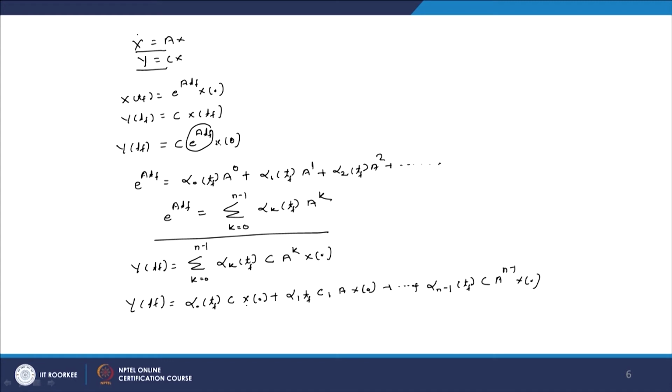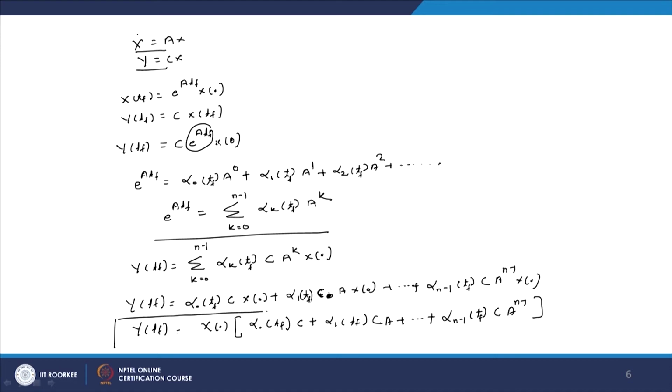Now, here alpha 0 t c x 0, alpha 1 of t c into x naught, up to alpha n minus 1 t c a raised to n minus 1 x 0, and here for y of t f you can take x 0 common. So, x of 0 times alpha 0 into final time t f c plus alpha 1 t f c into a, plus up to alpha n minus 1 c a raised to n minus 1. Now, because we are talking about final time, t we have replaced here with t f.